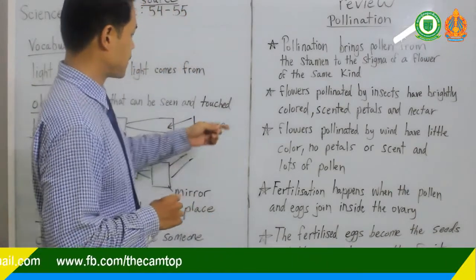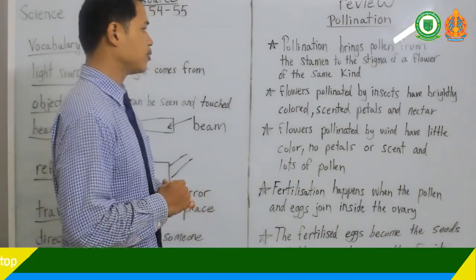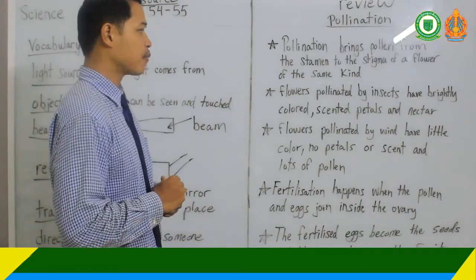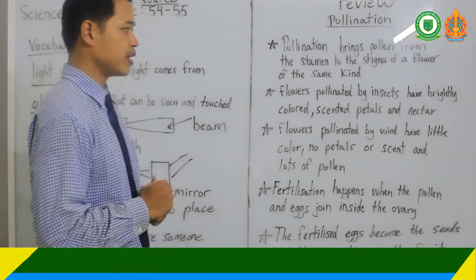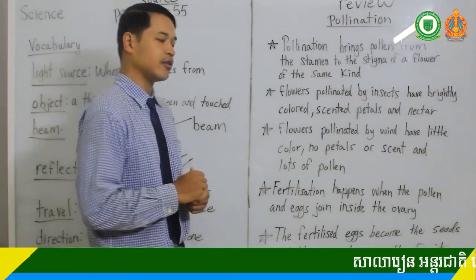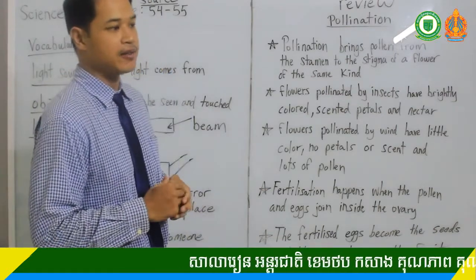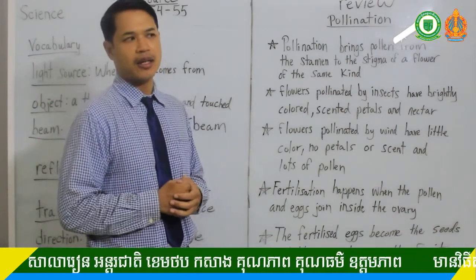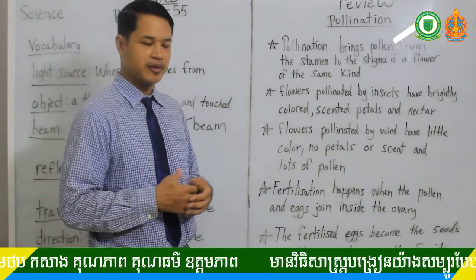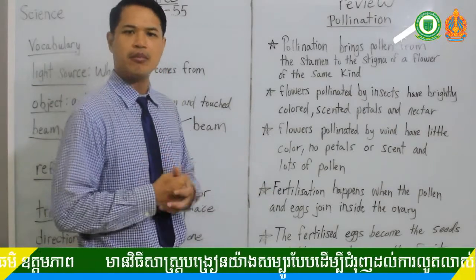Okay, so next key point, flowers pollinated by insects have brightly colored scented petals and nectar. Okay, so flowers pollinated by insects, they are more beautiful, smell good, and are more colorful.